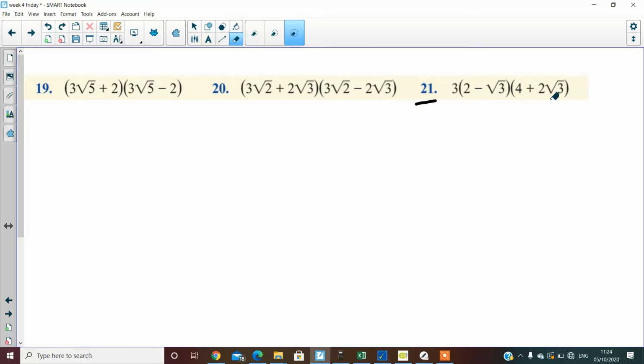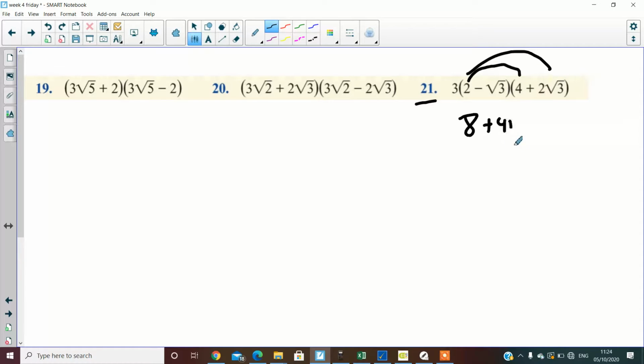Going to multiply the two ones in the bracket first. So what we're going to get is 2 times 4, which is 8. 2 times 2 root 3, which should get you 4 root 3. Minus root 3 times 4 should be minus 4 root 3.